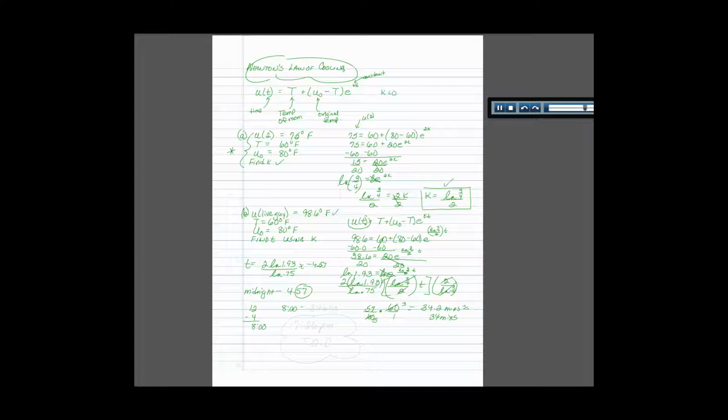So what we want to know is, what is 8 o'clock take away 34 minutes? We'll just run it backwards. 8 o'clock take away 30 minutes would be 7:30. 4 more minutes would be 7:26 p.m. That is the time of death right there.